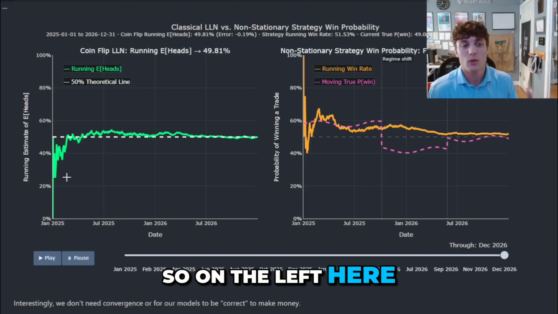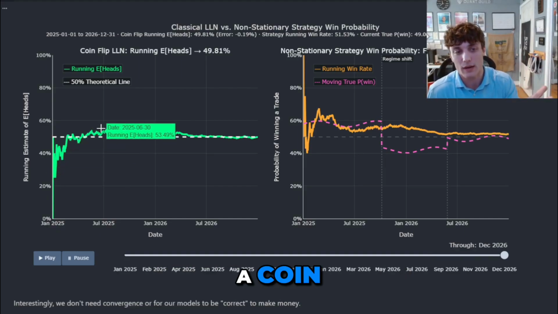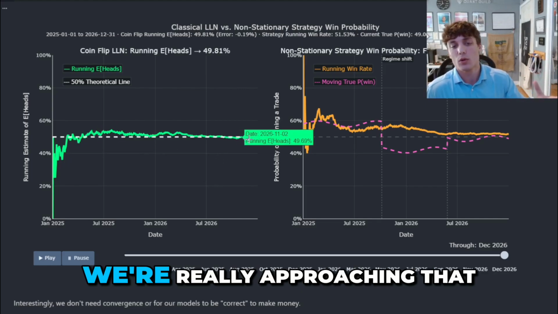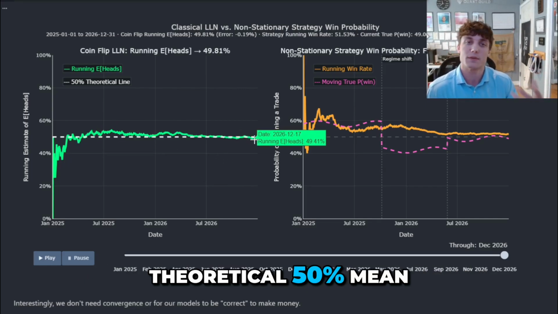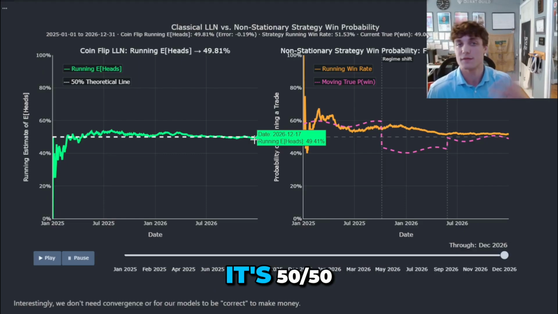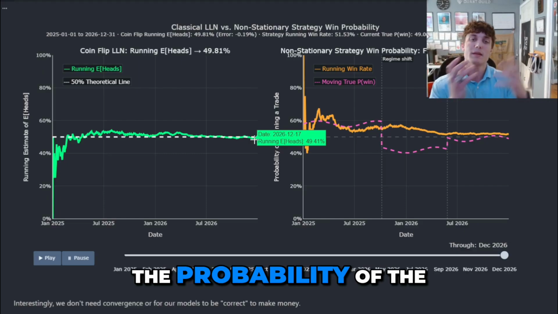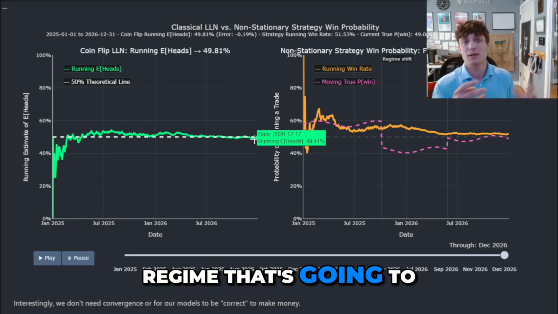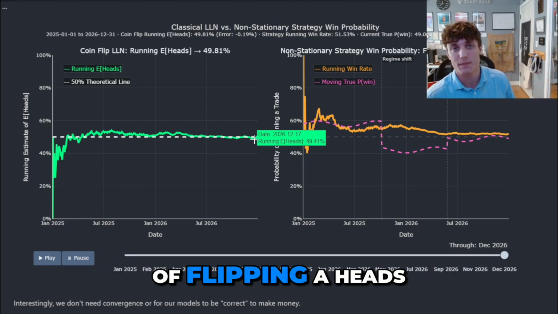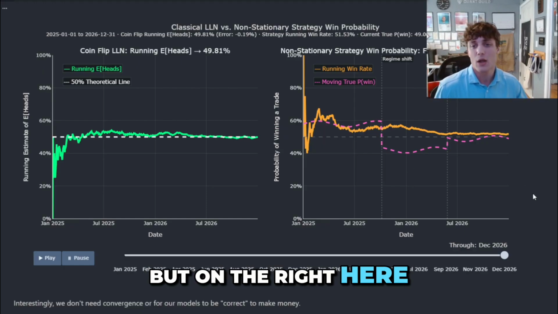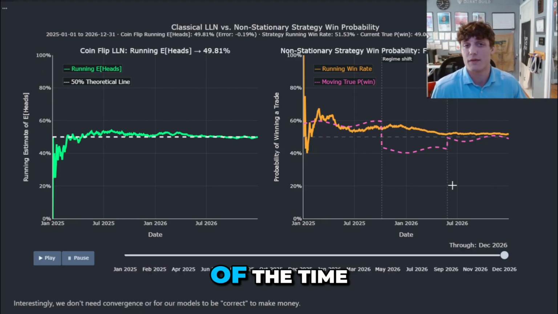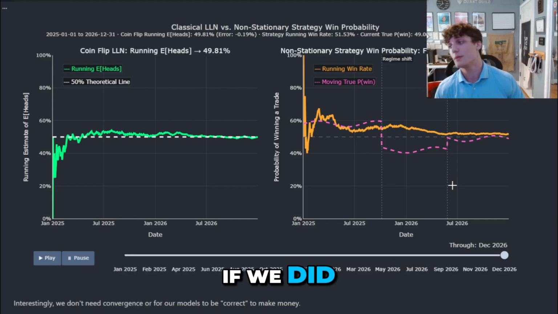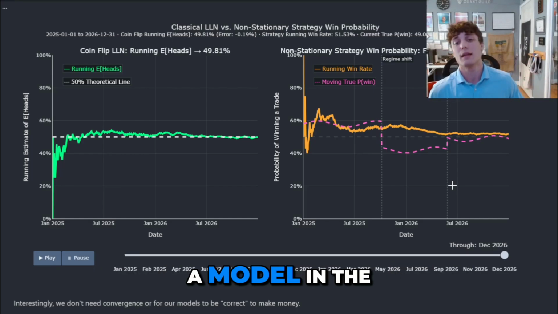So on the left here, we see, okay, if we keep flipping a coin, when we get enough data, at some point we reach a critical mass of data, we're really approaching that theoretical 50% mean for a coin flip. It's 50-50. The probability of the coin flip never changes. There's no regime that's going to magically change the probability of flipping a heads. But on the right here, we can see the market changes regimes all of the time. We can never actually observe the true distribution. If we did, we wouldn't need a model in the first place.